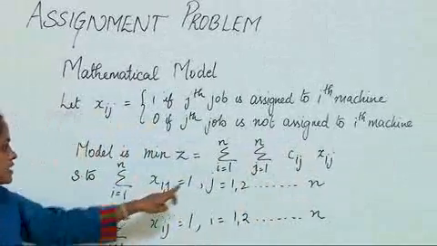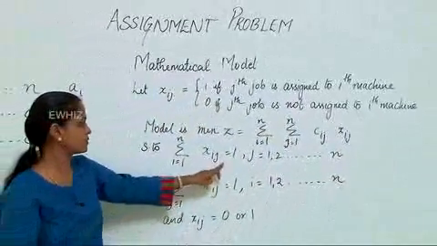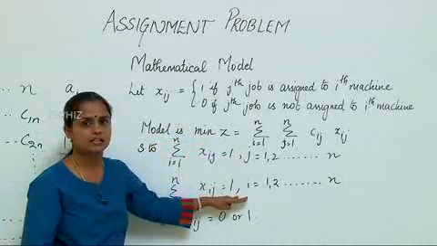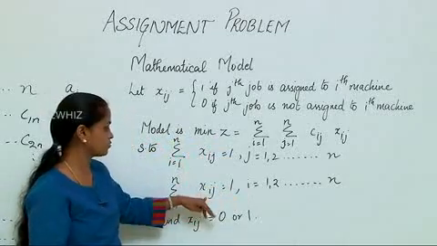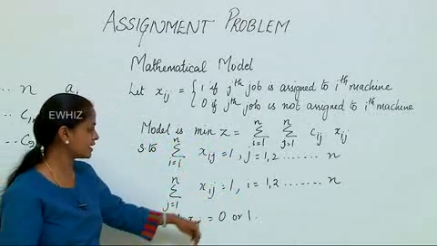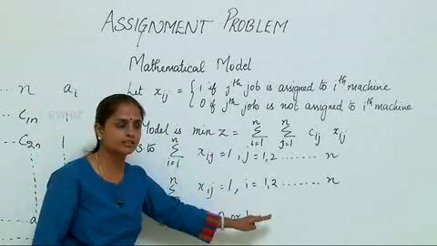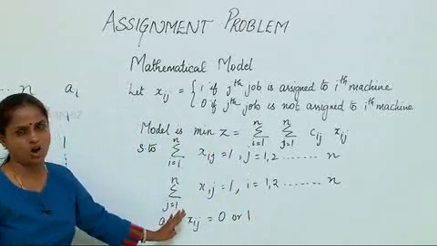Your Xij is 1 if the job is assigned, and when you sum up Xij row wise and column wise, the total always tallies with 1, and your Xij can take only two values, 0 or 1, depending on whether the assignment is made or not.